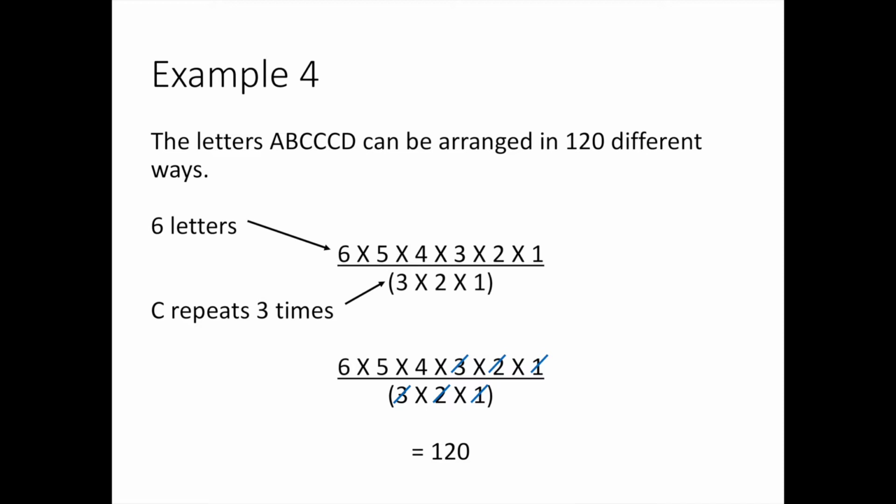Now there's 3 times 2 times 1 in both the numerator and the denominator, so you can cancel this down, and that leaves you 6 times 5 times 4 in the numerator. And that gives you a total of 120 different permutations.